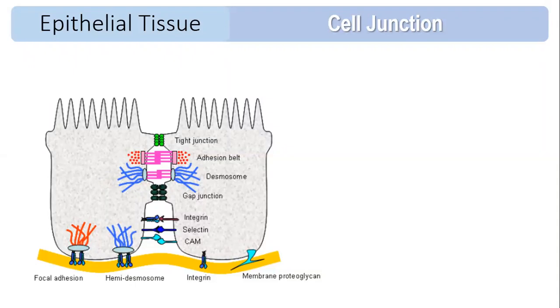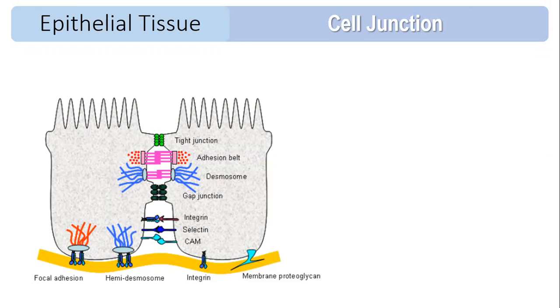Okay. Now here you can see these two cells in the diagram. They are attached with each other laterally, as well as attached to the basement membrane, right? So these are called cell junctions or junctional complexes. What we mean by complex is that it is made up of many molecules.